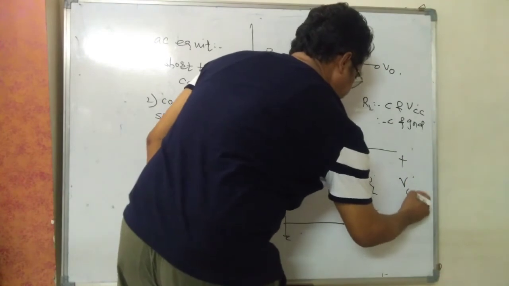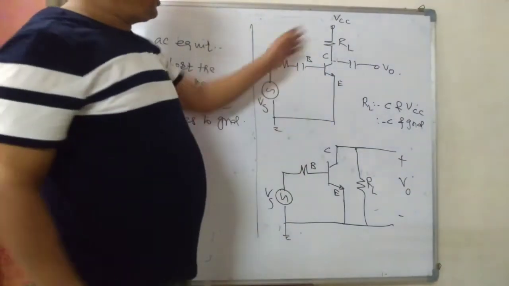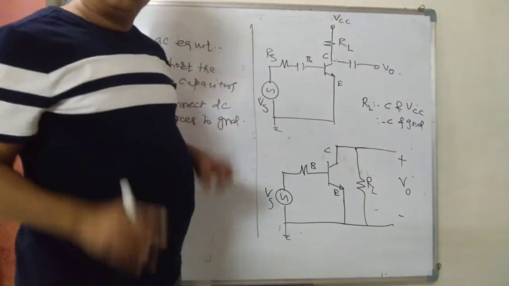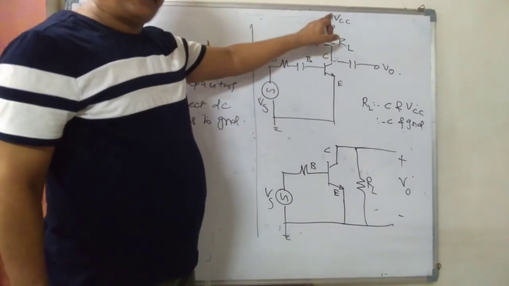This is known as AC circuit. So the figure is given to you. You have to draw the AC circuit. There are two steps only. Short the capacitors and connect the DC supply to ground.